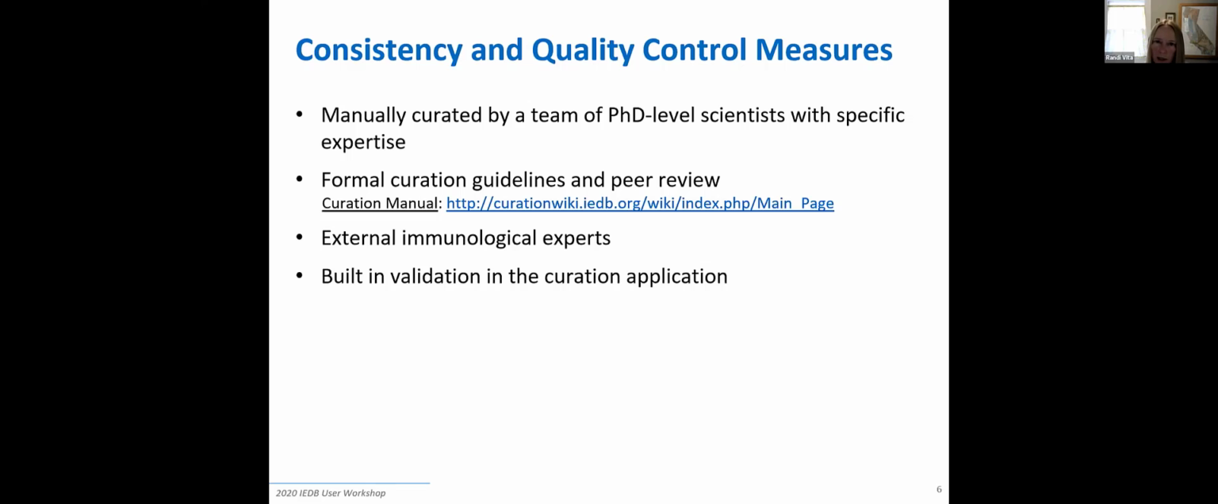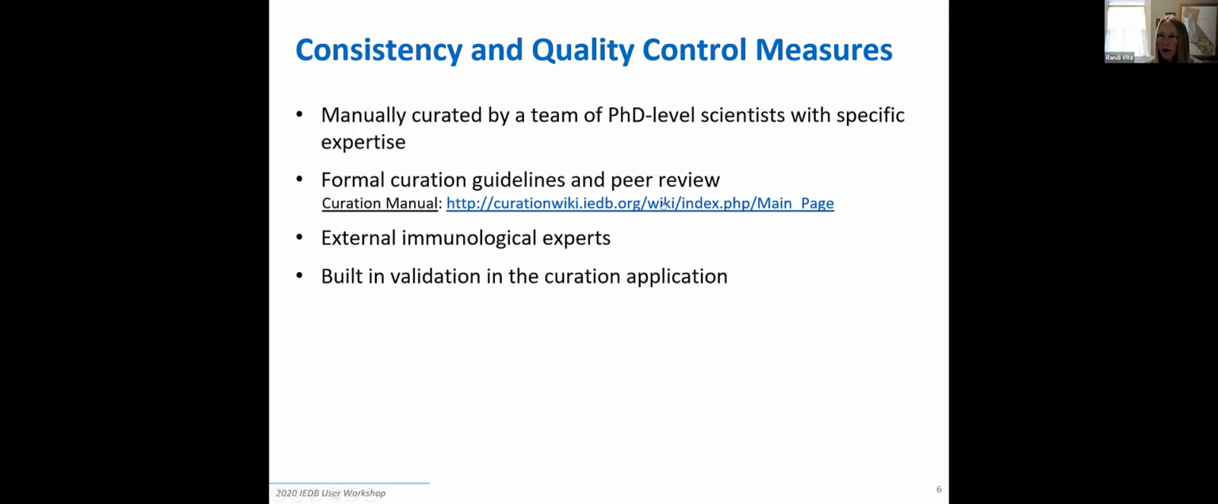So we start with having a team of PhD level scientists who have specific expertise. They're all immunologists. They've all done their PhD, worked as postdocs, and had careers in immunology. So they do understand the papers that they're reading, and they know how to follow our curation guidelines. We have formal guidelines that are a living wiki that's available on the internet, and anyone can access it. There are links to it from the IEDB website, and here is a link to that curation wiki.